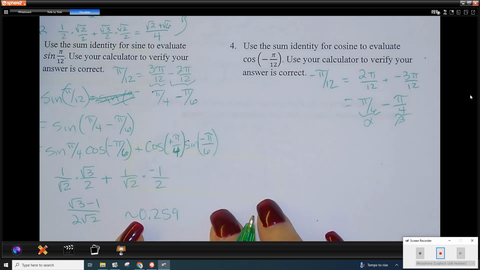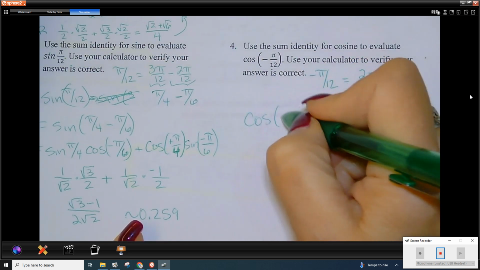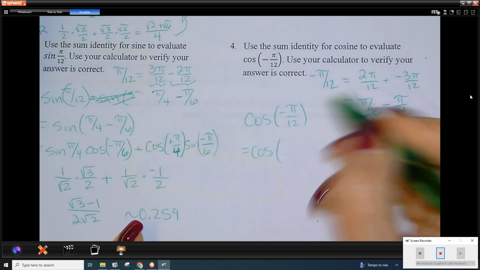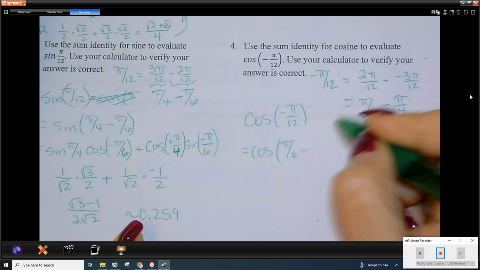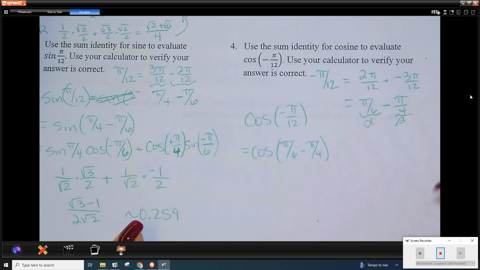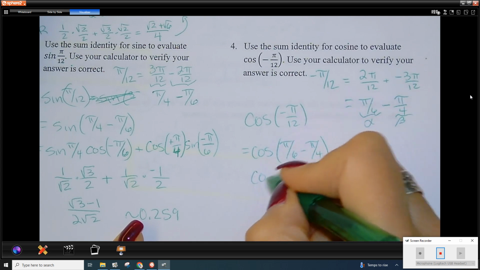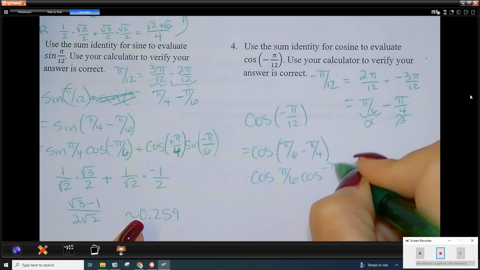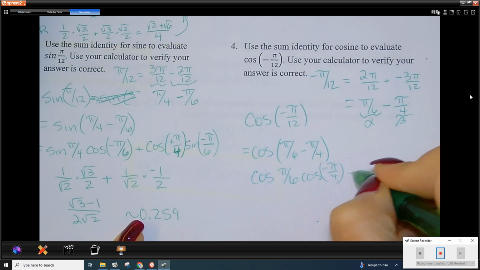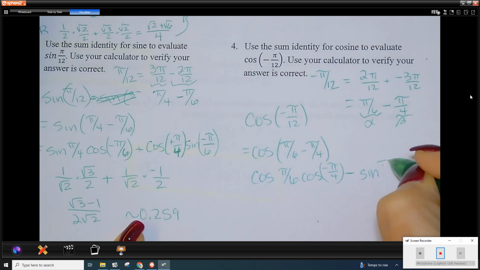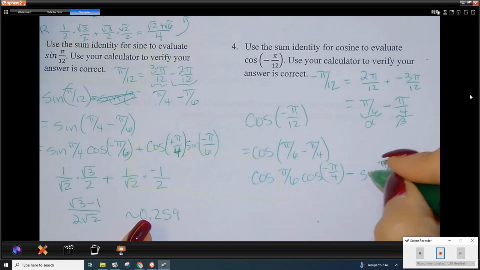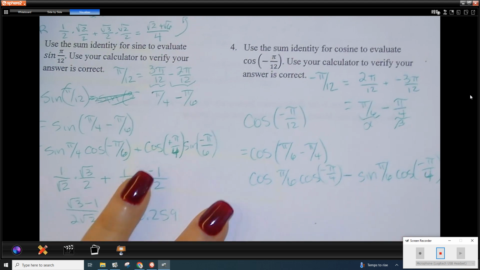Okay, so cosine of negative pi over 12 is the cosine of pi over 6 minus pi over 4. So we take the cosine of alpha and beta first. And we subtract the sine of alpha beta. Nope, that's not a 6. The first one's a 6. Beta is a 4. I did it again. Okay.